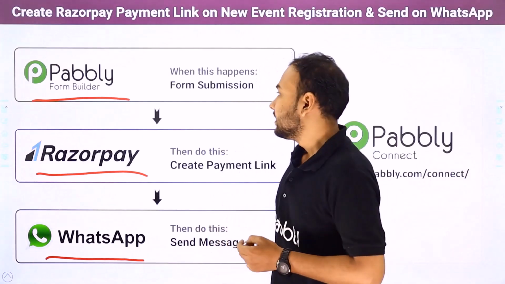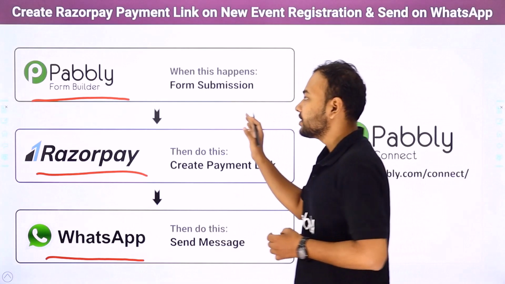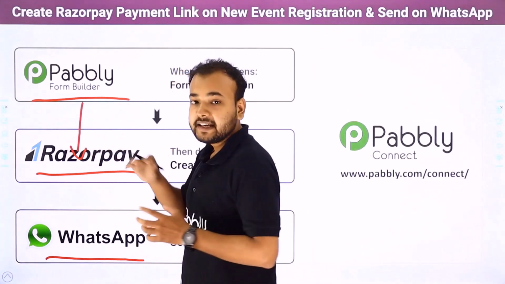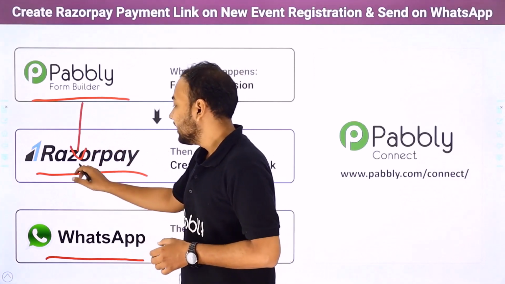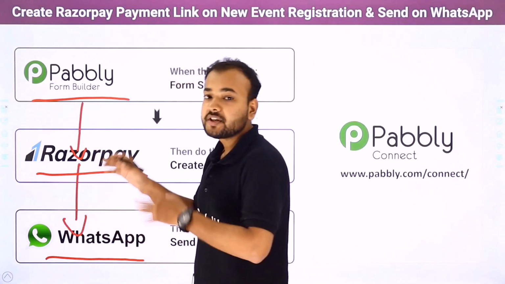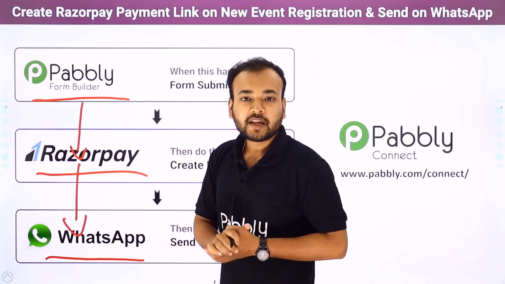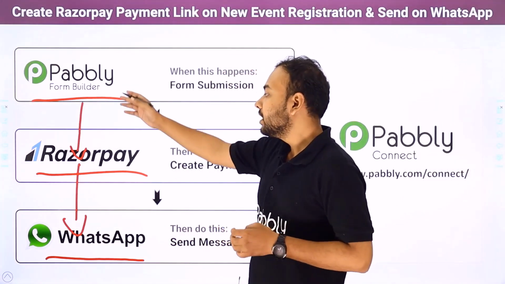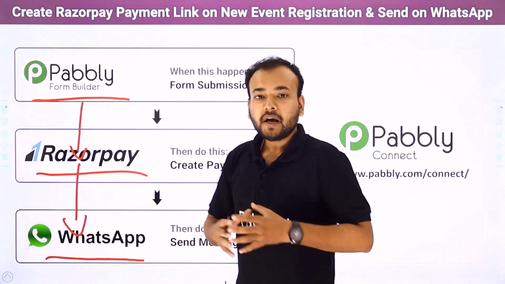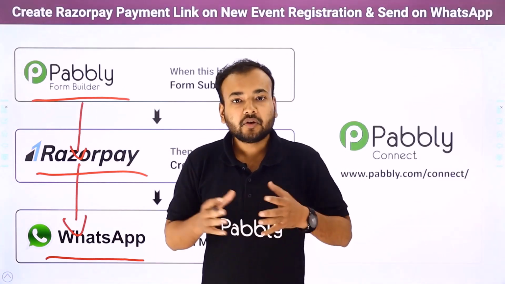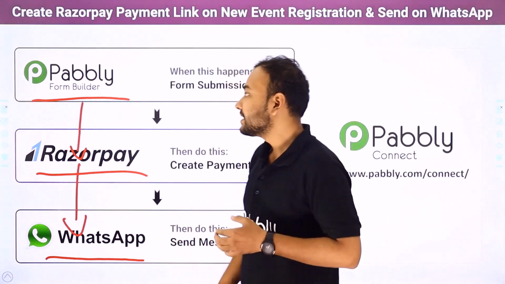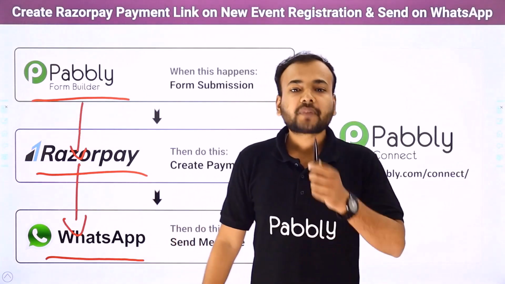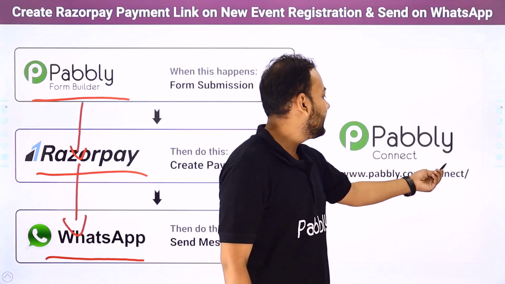What if I tell you that as and when you receive a new registration here in Pabbly Form, a Razorpay payment link gets automatically generated and the same payment link gets automatically delivered on the WhatsApp account of the person who has filled the form? Yes guys, this can be done, and this can happen by connecting Pabbly Form Builder with Razorpay and WhatsApp. But to connect these applications, we do not have any native integration or connection present between Pabbly Form, Razorpay and WhatsApp. So to connect these three applications, I am using a software called Pabbly Connect.